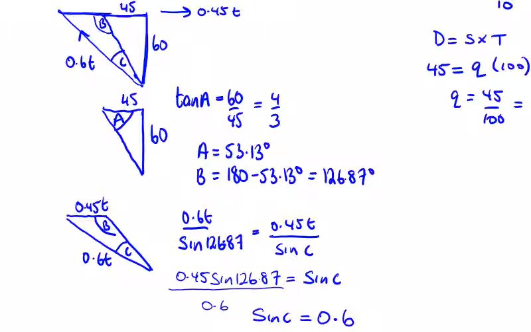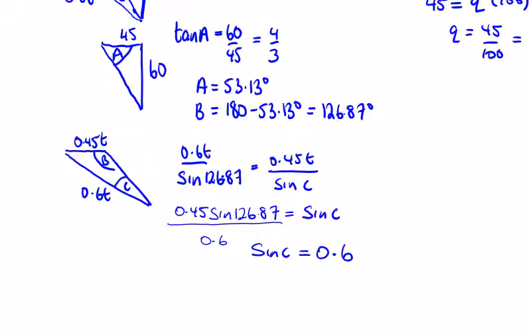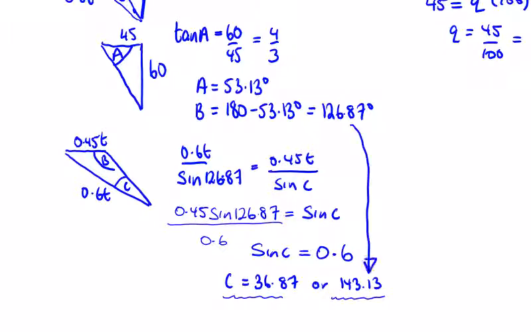Okay. So the inverse sine of 0.6 gives me C to be 36.87, or 180 minus 36.87, which gives me 143.13. So I have two values for angle C. Well, angle B is definitely 126, so the second one can't work. They add up to more than 180.